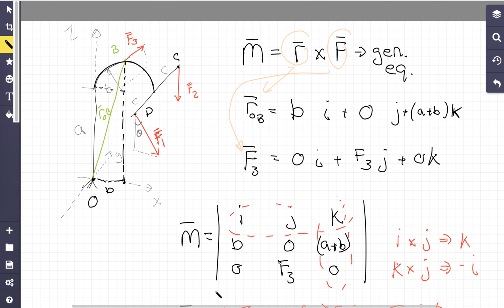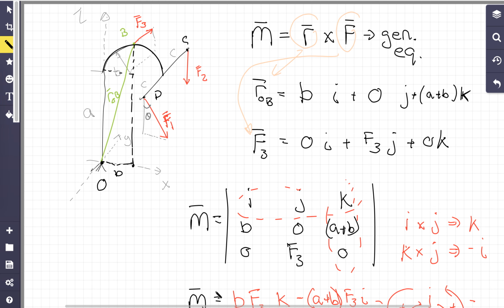So to wrap up, this showed you an application of this general equation where you cross multiplied the r vector cross the force vector to get the moment vector using mathematics.